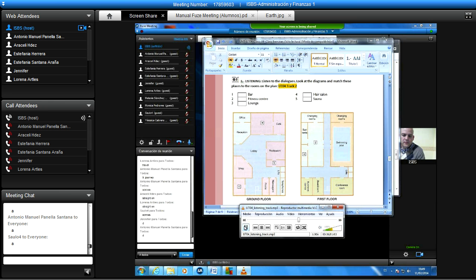So A, okay? Lounge A. Lounge is usually like, for example, at the reception hall, there is a lounge for waiting people.